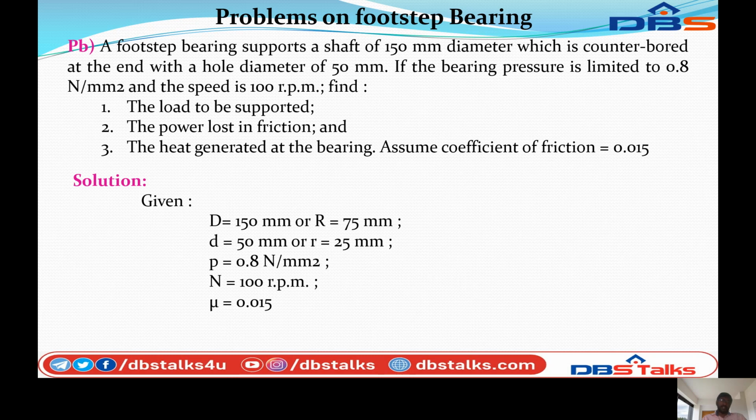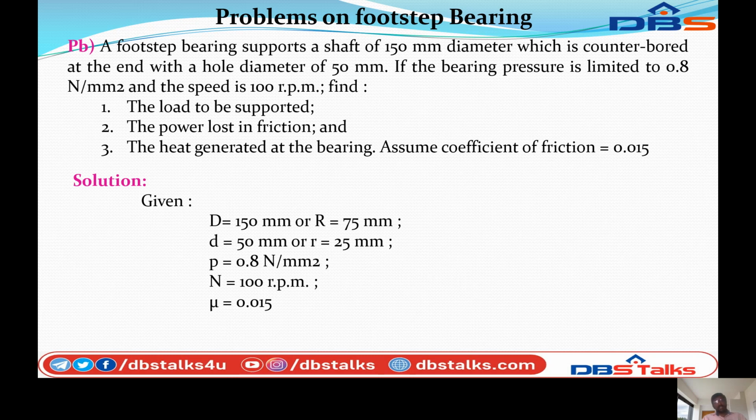So first we note down the given data. Shaft diameter capital D equal to 150 mm, or capital R equal to D by 2, 150 divided by 2, that equals 75 mm. Diameter of the hole small d equal to 50 mm, so small r equal to 25 mm. Bearing pressure P is equal to 0.8 Newton per mm square, and speed N is equal to 100 rpm. Coefficient of friction mu equal to 0.015.